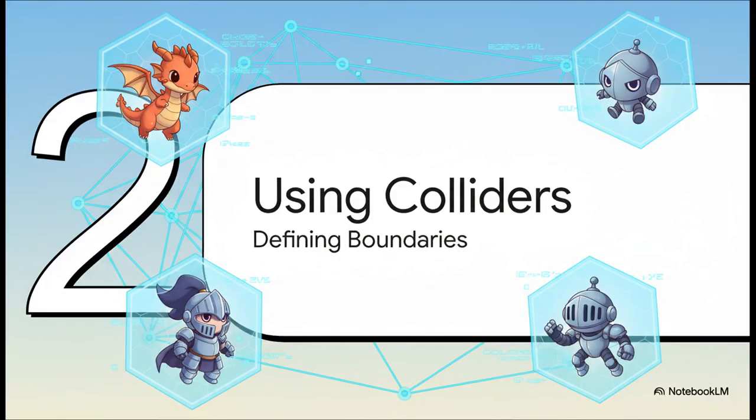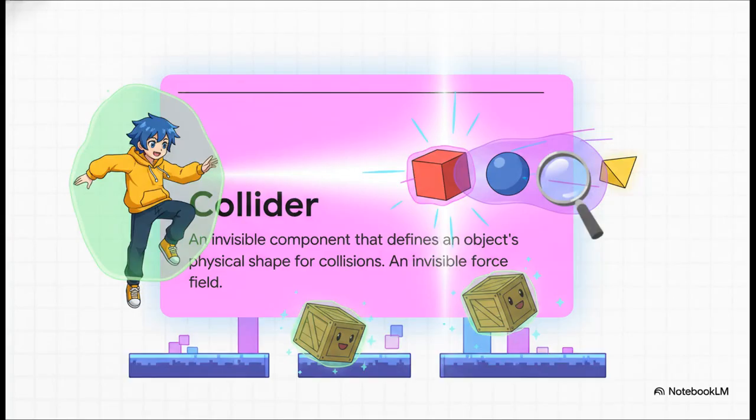And that brings us to section 2, defining boundaries. To fix our ghost problem, we need to give our objects an invisible physical boundary. We do that using a special component called a collider, which is kind of like giving our object its own personal force field. So what in the world is a collider?